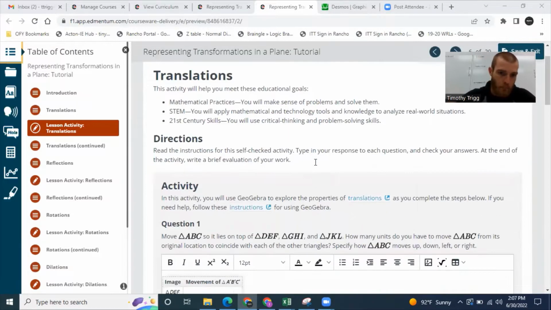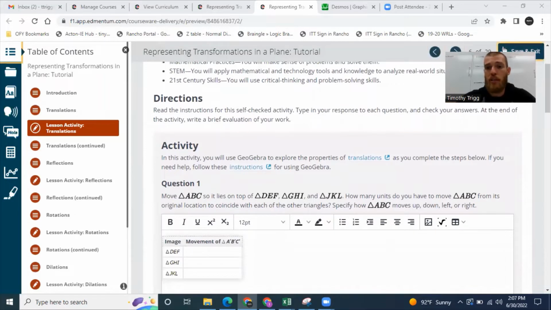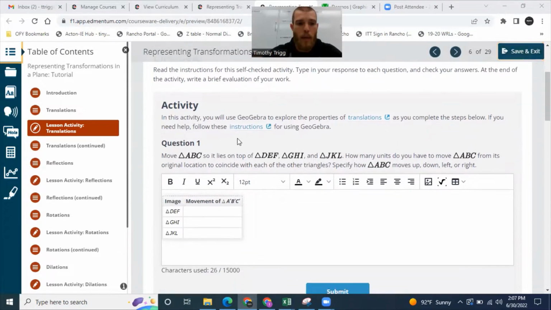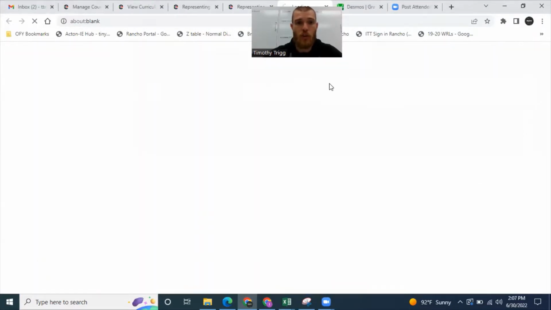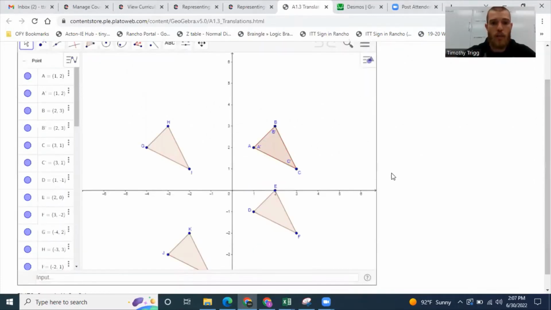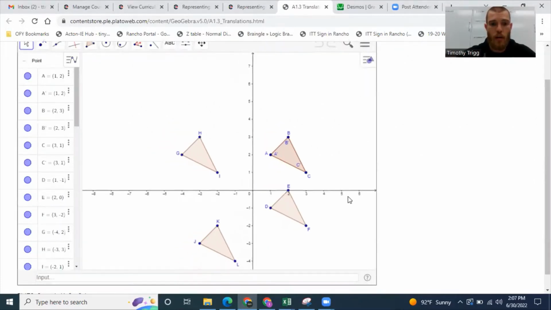So let's go ahead and go to page 6 of the tutorial. Let me move my face here. And let's go ahead and start with question 1 here. Once again, you're going to be using GeoGebra like in the last lesson, so make sure that you open that up and you have a good understanding of GeoGebra. So you're going to open this translations GeoGebra here. And you should see 4 triangles here.